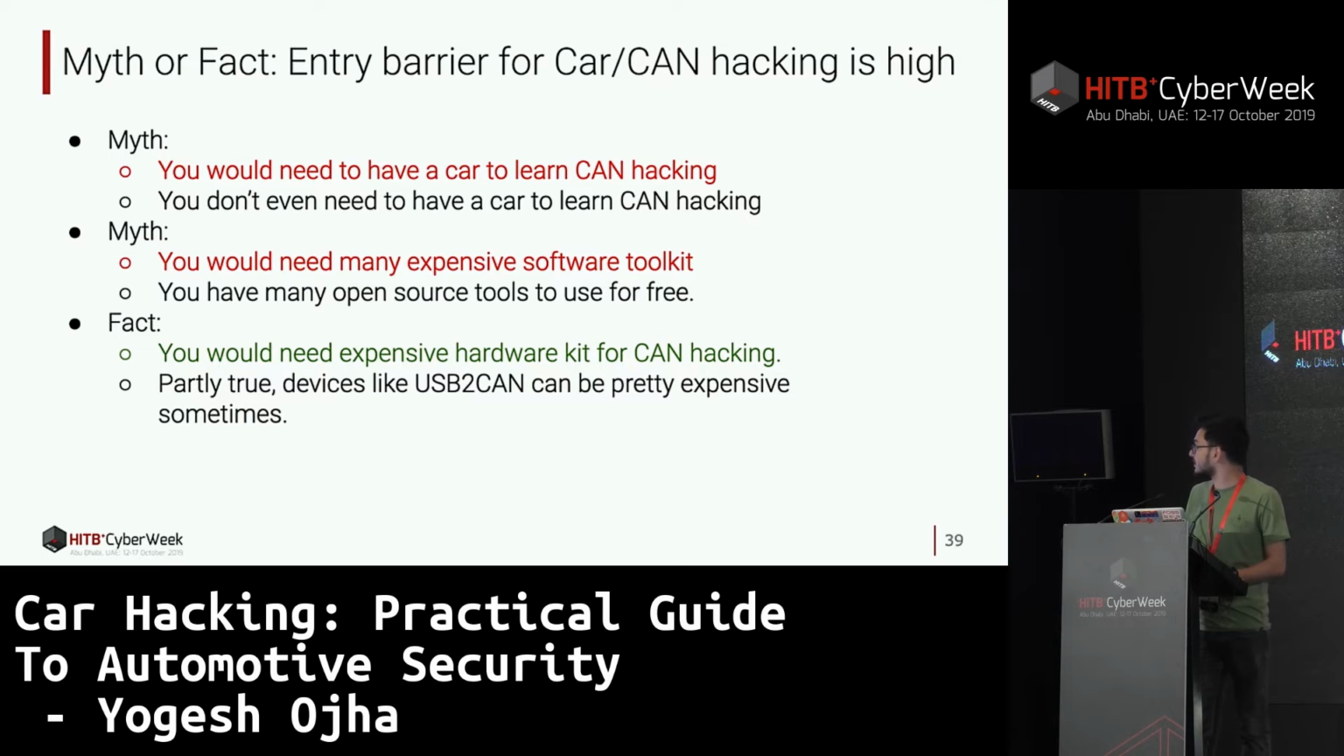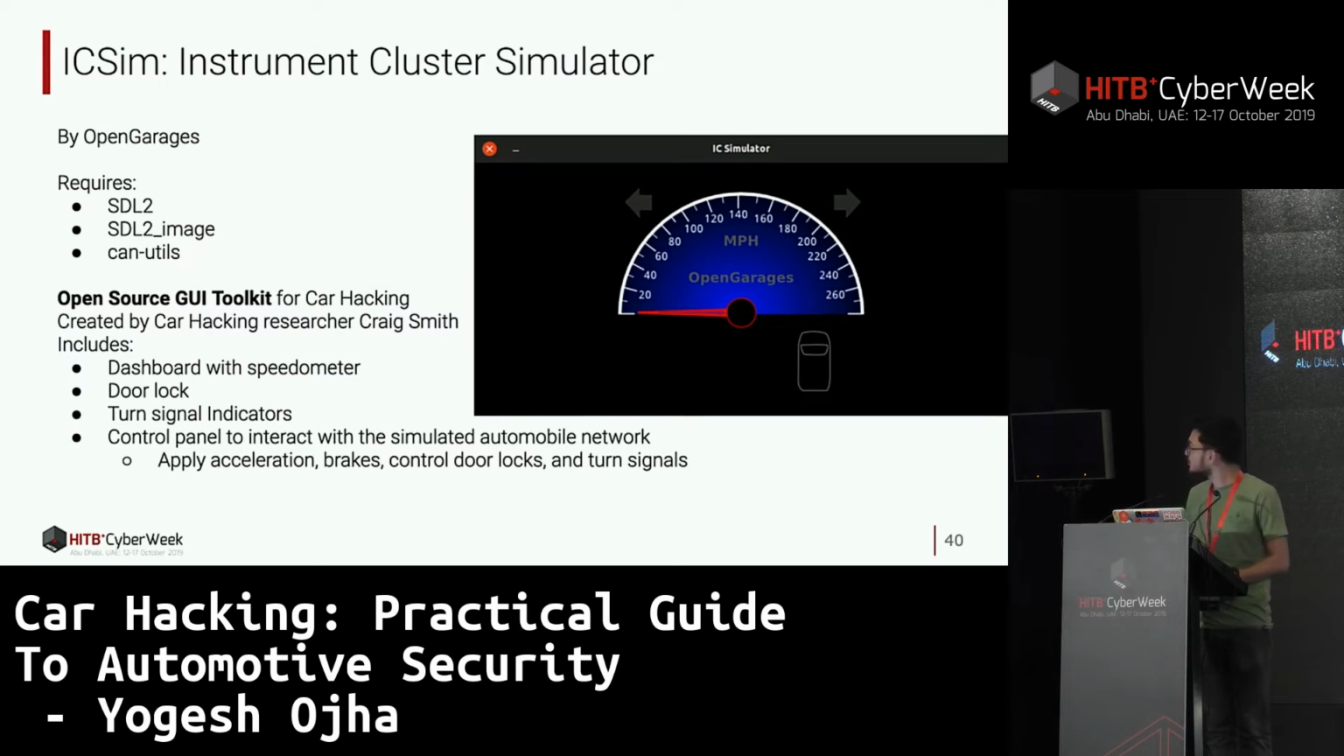The thing is that you'll get many other open source tools to use for free. And then you might also need expensive hardware for CAN hacking, which is true in some cases. You might need expensive hardware if a car is generating a lot of packets at a higher data rate. But partly you can do all of these things using USB to CAN adapters, and these are pretty much cheaper as well. So today we'll be using this tool called ICSim, Instrument Cluster Simulator.